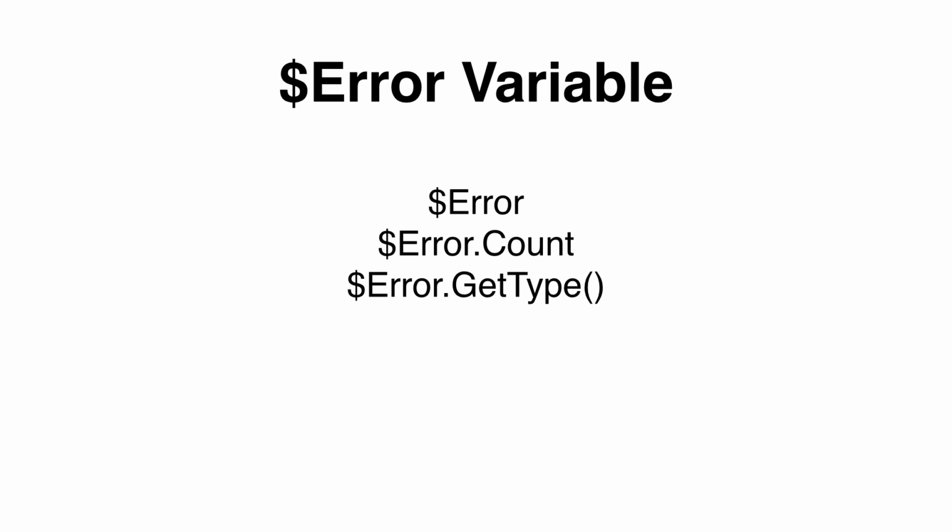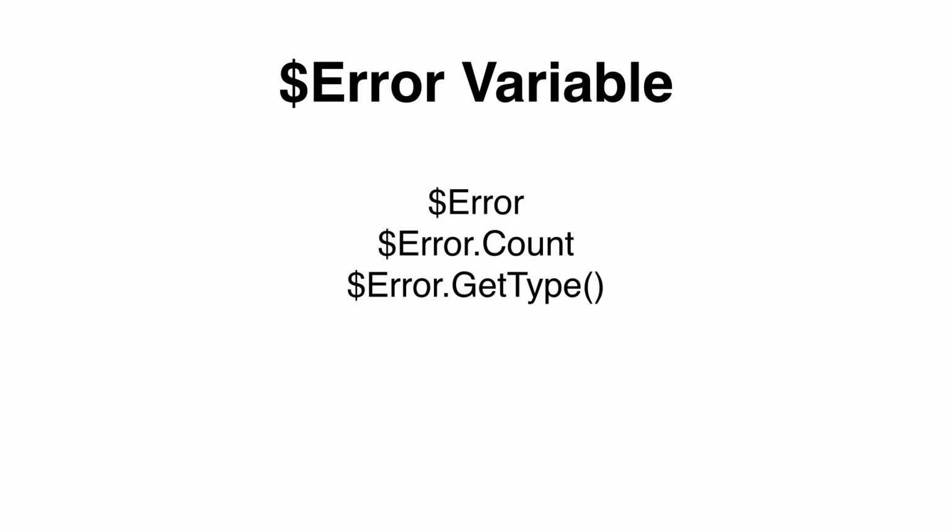Okay, when an error occurs, it's written to a global object variable called the $error variable. To view how many errors have occurred, you can call the count property, and we do that by specifying the $error and then the .count property. This will just show you how many errors have occurred. When we look more deeply into the object, we can see that the error variable is actually an array list.